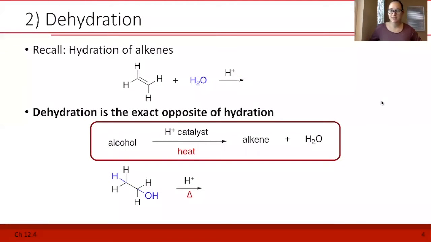Okay, so our second reaction in this chapter is going to be dehydration. We've learned a reaction previously called the hydration of alkenes, so let's just remember what that is. We have our alkene, our double bond, and we have water. Our alkene and water with an acid catalyst yields an alcohol.